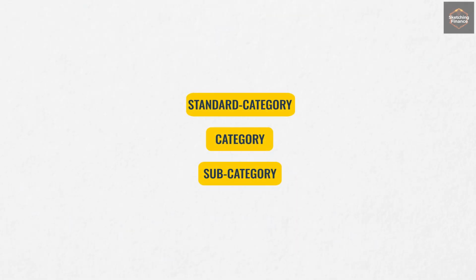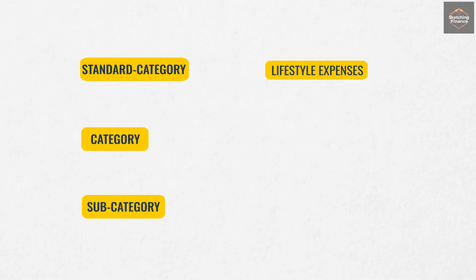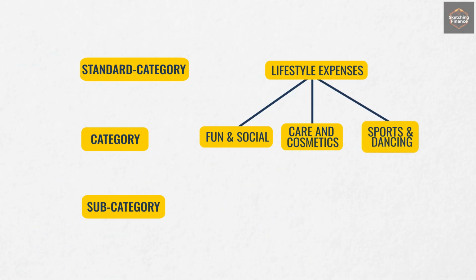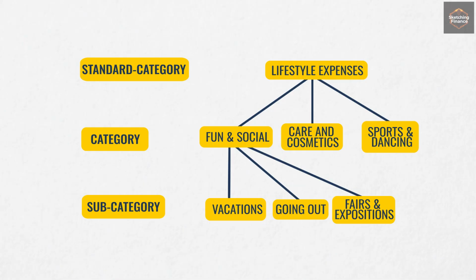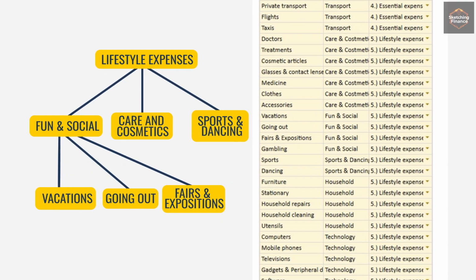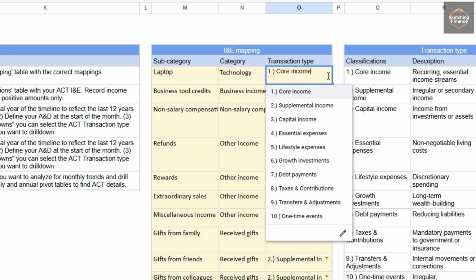Imagine each of these 10 categories as the top of pine trees, sheltering a set of related expenses or incomes. For example, lifestyle expenses can include fun and social, care and cosmetics, sports and dancing. Fun and social can then split further into things like vacations, going out, fairs, and expositions. These subcategories and categories that you can create at will can be defined and mapped in the income and expenses mapping table. A quick rule you'll love: only type into light yellow fields. Everything else calculates for you.